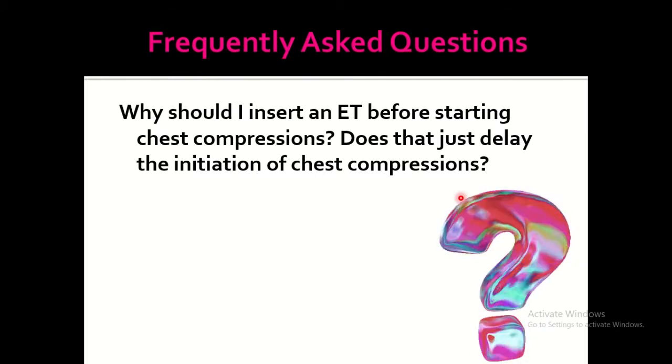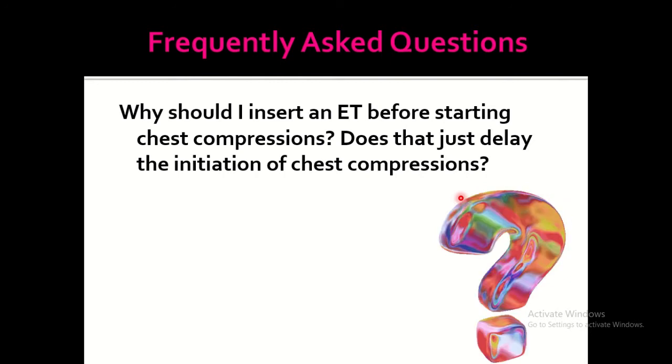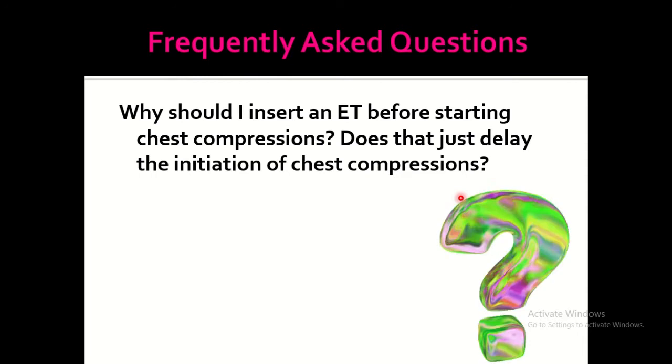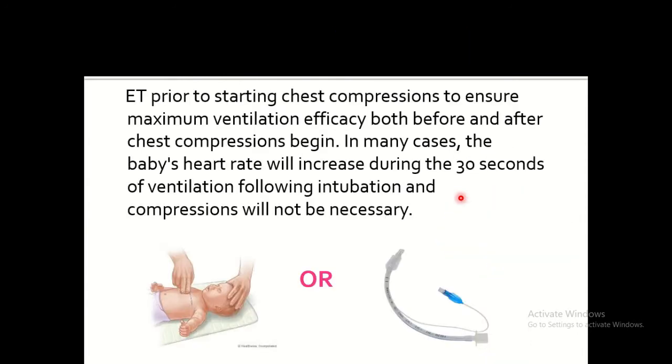Some of the frequently asked questions: why should we insert an endotracheal tube before starting chest compressions? Because most problems are respiratory, and we can provide effective ventilation and postpone the need for chest compressions. Endotracheal tube prior to starting chest compressions ensures maximum ventilation, and in many cases the baby's heart rate will rise during the 30 seconds of intubation, and the compressions will not be necessary.